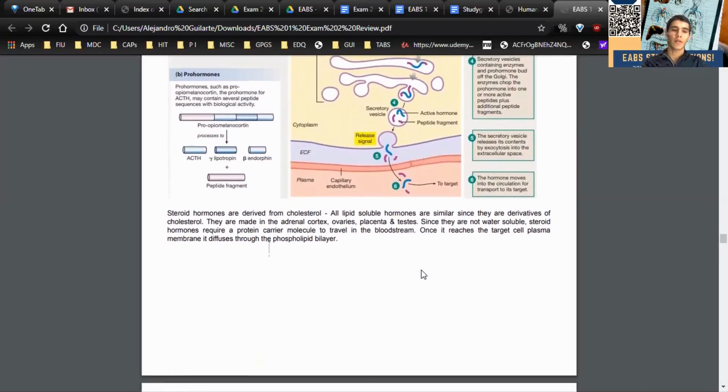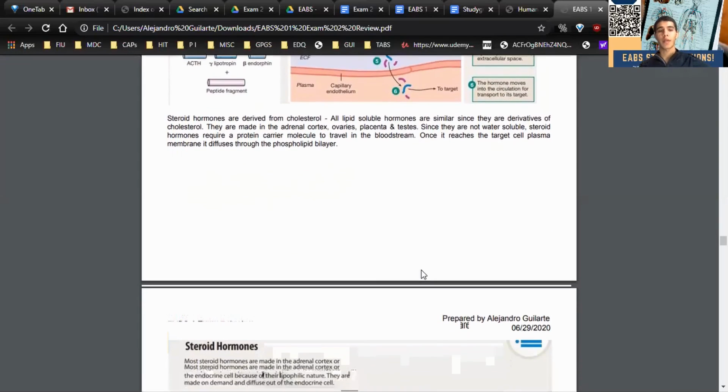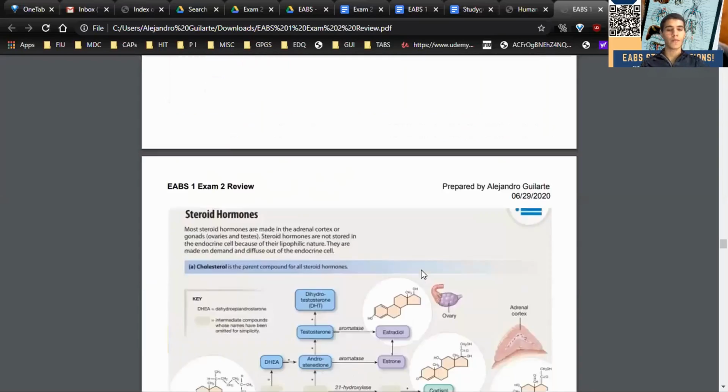When we consider lipid hormones, most of them tend to come from cholesterol. Most of them are actually cholesterol derivatives, these steroid hormones. And they are made in the adrenal cortex, ovaries, placenta, and testes. Because it is lipid, it is able to diffuse through the phospholipid bilayer. But when it travels in the bloodstream, it usually needs a protein carrier molecule to transport it, since we're talking about a lipid within the bloodstream, which is polar.